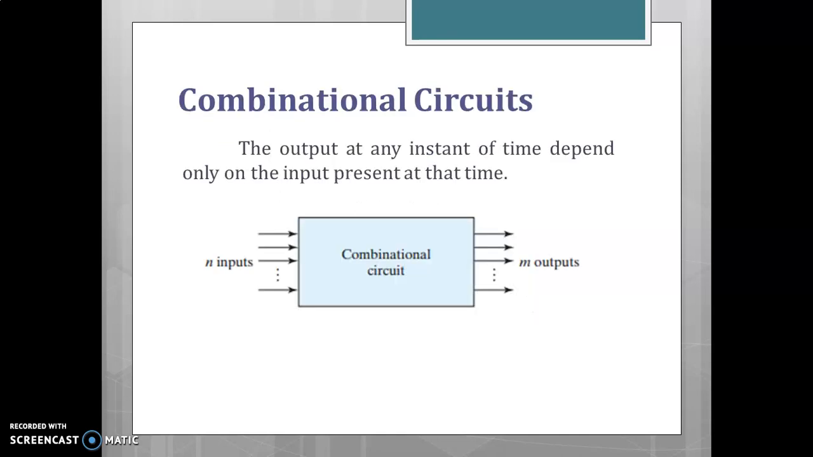A combinational circuit is a logical circuit in which the output depends on the combination of the inputs. That is, the present output depends only on the present input. A combinational circuit can have any number of inputs and any number of outputs.